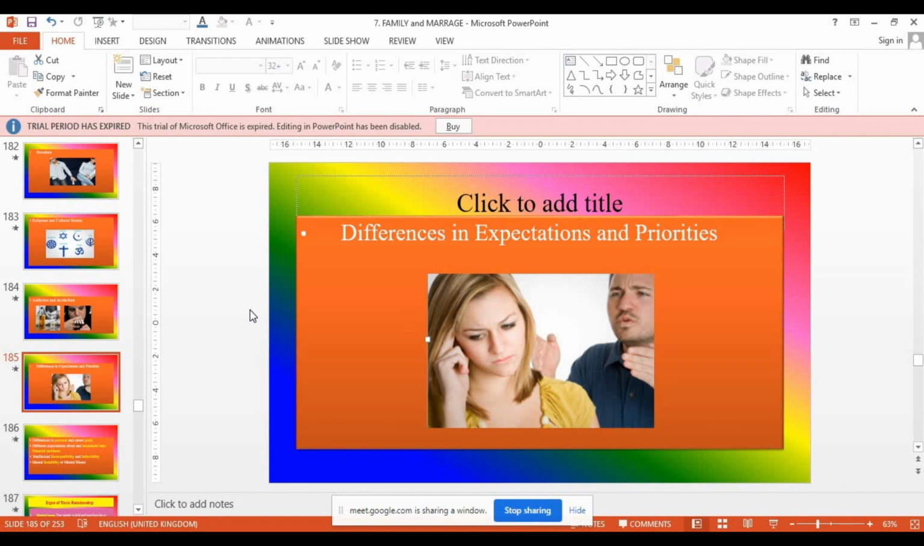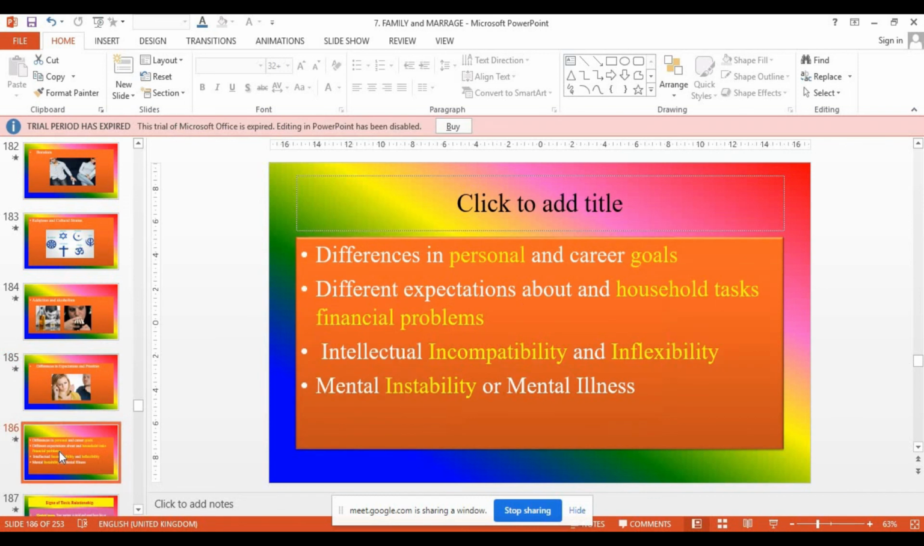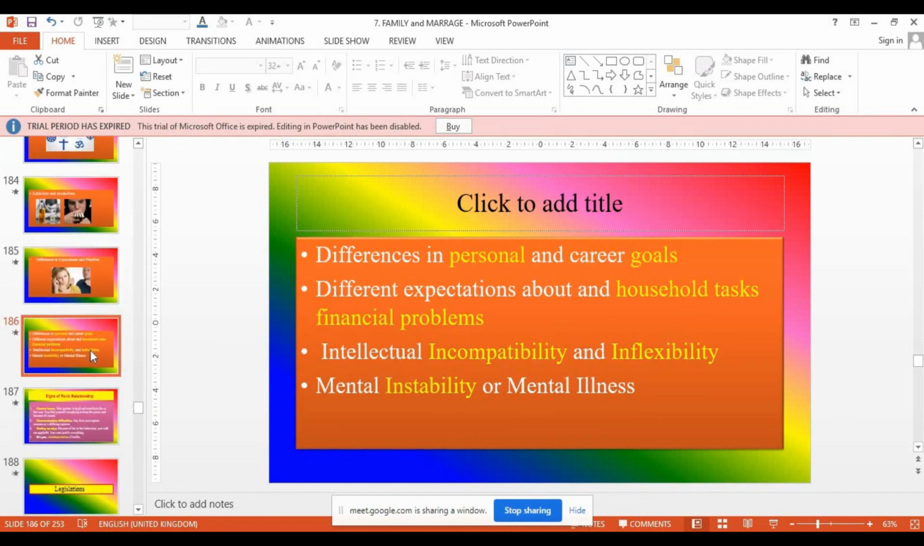Then difference in expectation and priorities. Husband and wife are two individuals, two of them having different likeness. So husband and wife should understand each other. If they do not understand, it ends with divorce. The next point, personal and career goals. Husband having one goal, wife having another goal, ended with divorce. Then husband's task, financial problem, mainly different expectation in use of finance.